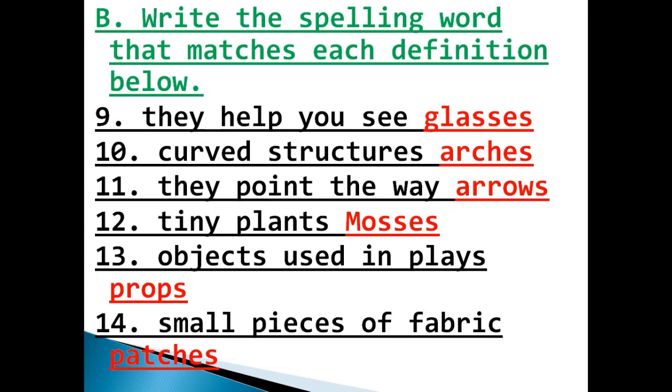Moving to part B, write the spelling word that matches each definition below. 9, they help you see: glasses. So the glasses help you to see with. 10, curved structure. So arches are curved structures. 11, they point the way. So arrows point the way. 12, tiny plants, mosses. So mosses are called tiny plants, small plants.